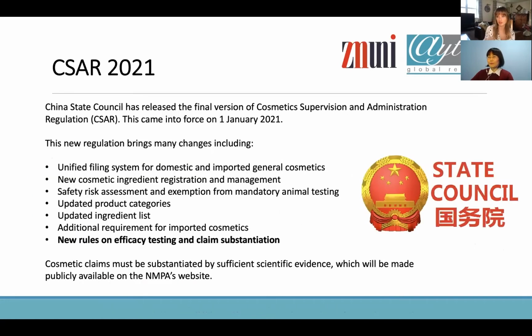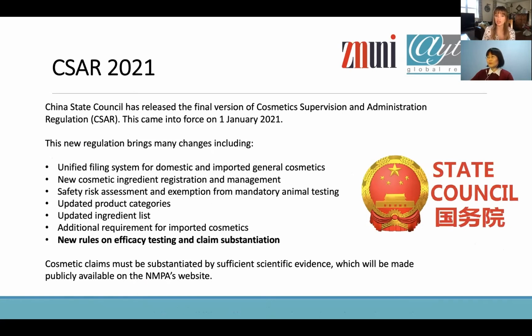So just before I hand over to Luna, I'll give you a very quick introduction to what CSAR is, in case I keep saying it and people are wondering what that abbreviation even stands for. It's the Cosmetic Supervision and Administration Regulation in China, which came into force last January. So it's the new regulation for any cosmetics that are being sold in China.